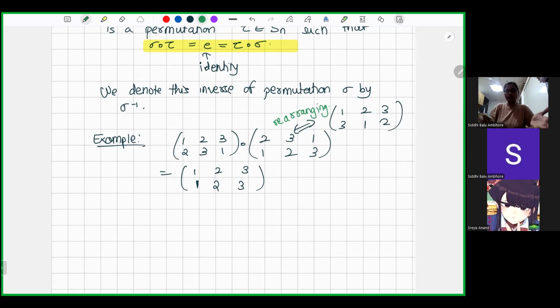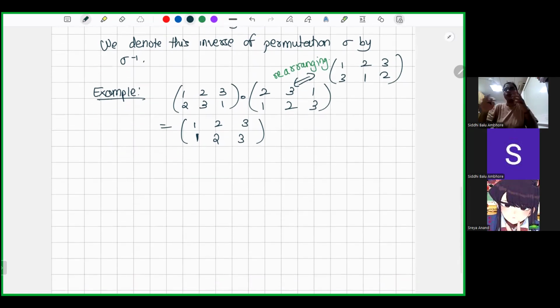So this is how I got the inverse of this permutation. What we can do is just switch the rows and see what we get, and rearrange that permutation, and that is my inverse. So that's one way. Another way is looking at the cycles. I got this cycle 1, 2, 3, and the inverse I got is the cycle 1, 3, 2. So the inverse of 1, 2, 3 is 1, 3, 2.